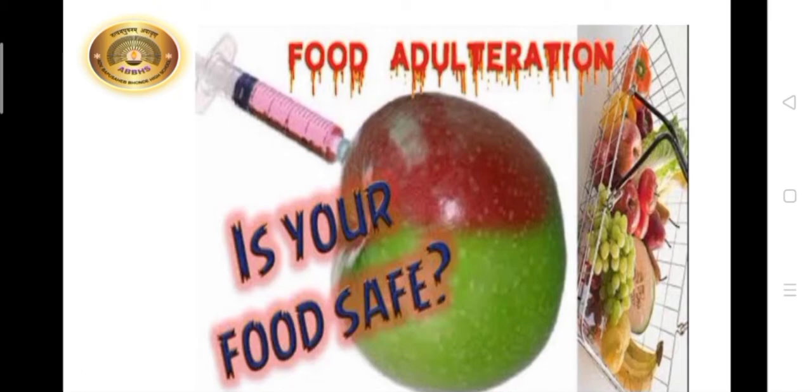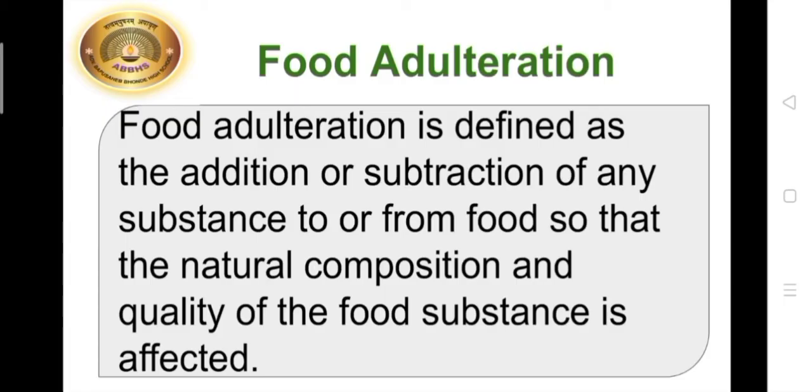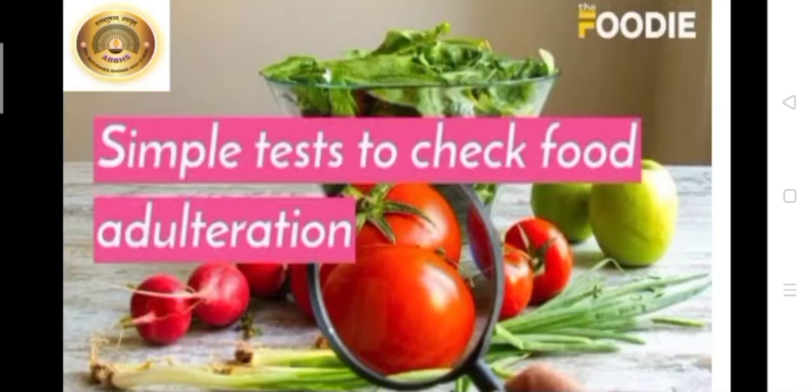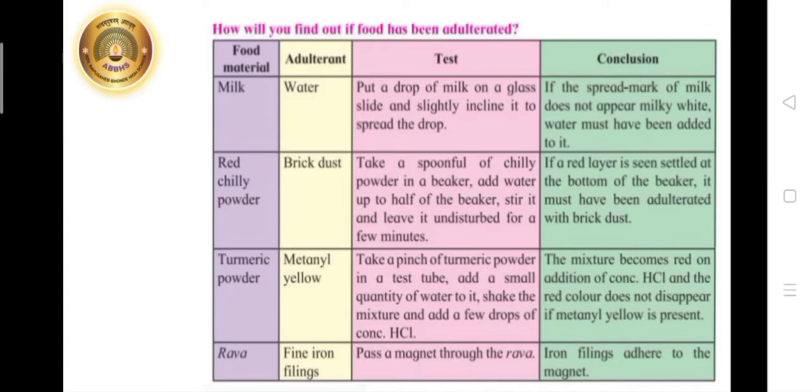Now, what is food adulteration? Food adulteration is defined as the addition or subtraction of any substance to or from food so that the natural composition and quality of the food substance is affected. There are some simple tests to check food adulteration. Let's see. Come to page number 38 of your textbook. How will you find out if food has been adulterated?